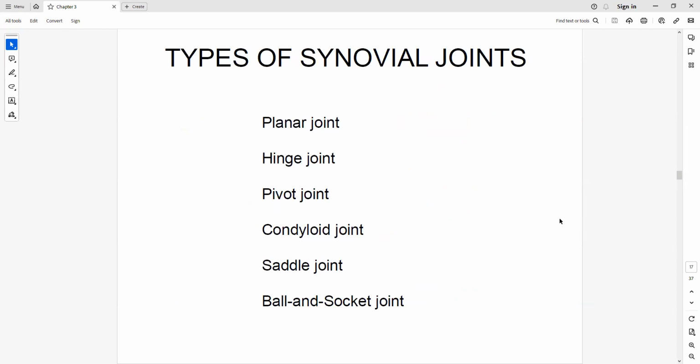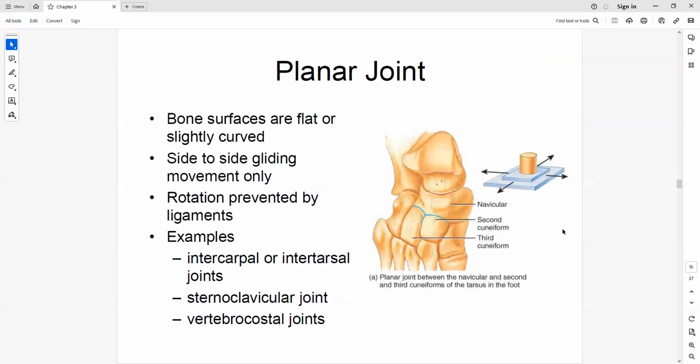When it comes to types of synovial joints, all these came up in the lab. So let's take a look at examples. Here is the planar joint between the carpal and tarsal bones, really typical. But take a look at also between the vertebrae and the ribs. The rib movement during inhalation is carried out in these planar joints.